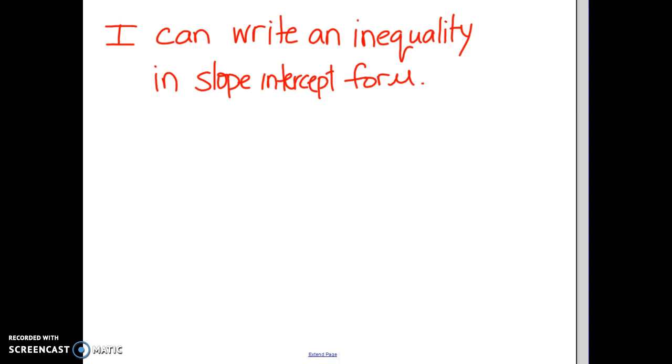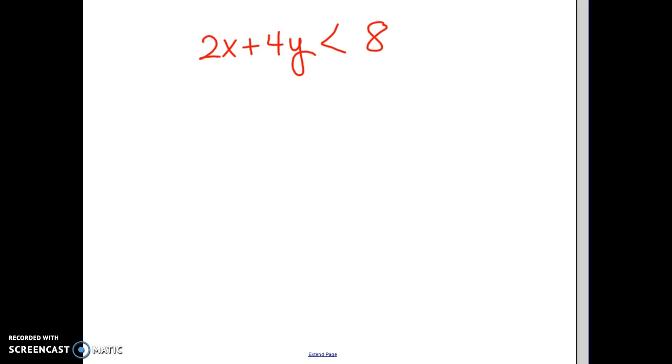Okay, our learning target: I can write an inequality in slope-intercept form. So I'm given an inequality of 2x plus 4y is less than 8, and I want to rewrite it so that it says y equals.